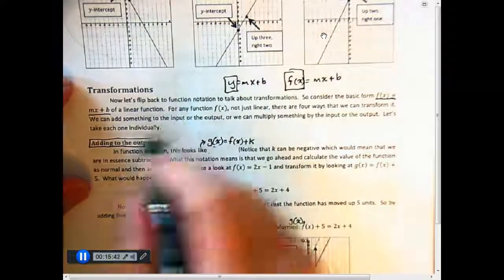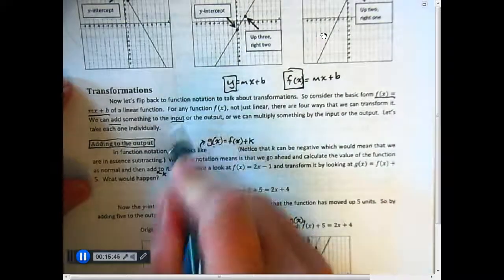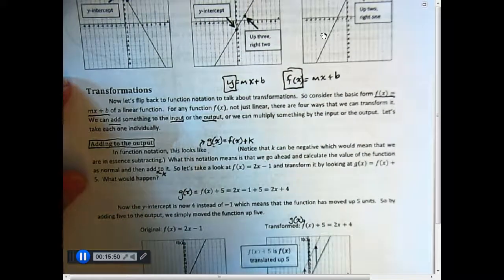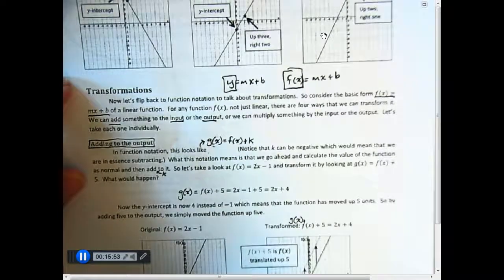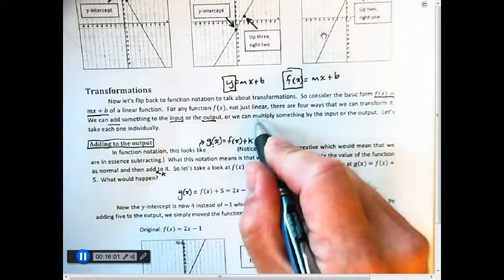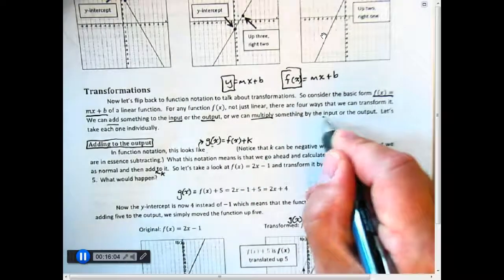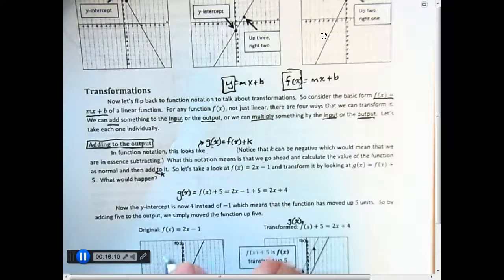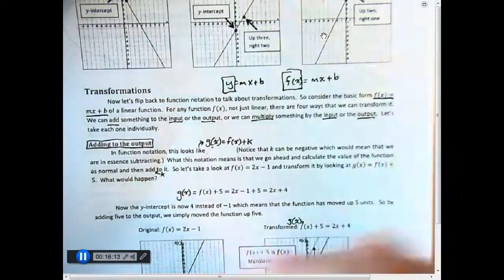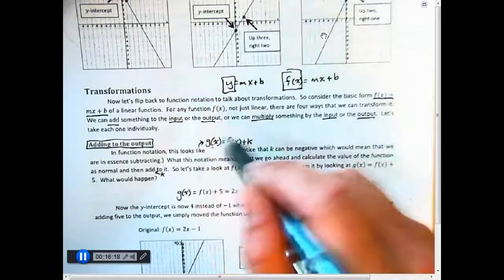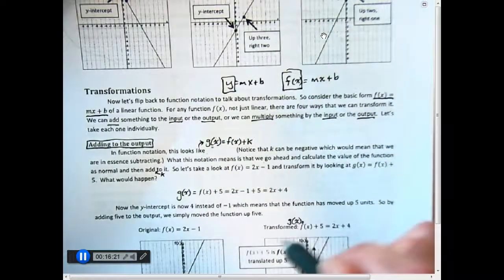You can transform it by adding to the input or adding to the output. That's 2 ways. You can add to the input and add to the output. You can also multiply something by the input and multiply something by the output. Or multiply the output by something or the input by something. So you can add to the input and output, and then you can multiply by something. Those are your 4 ways.